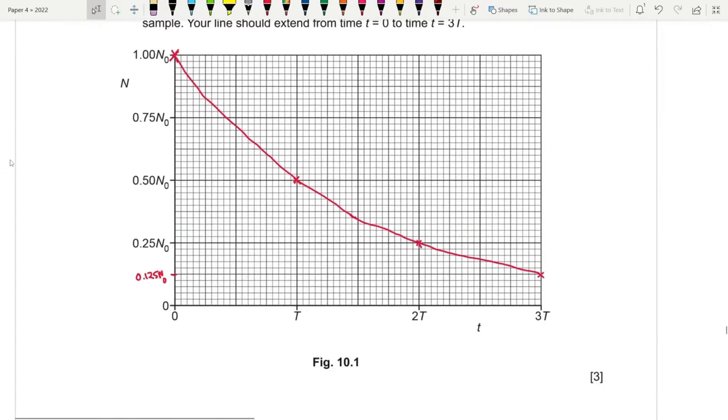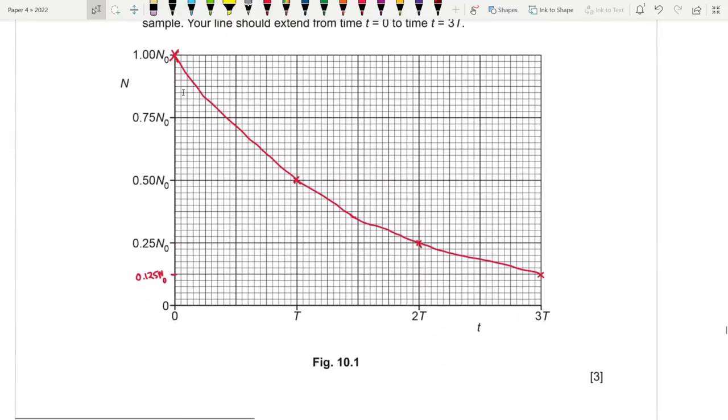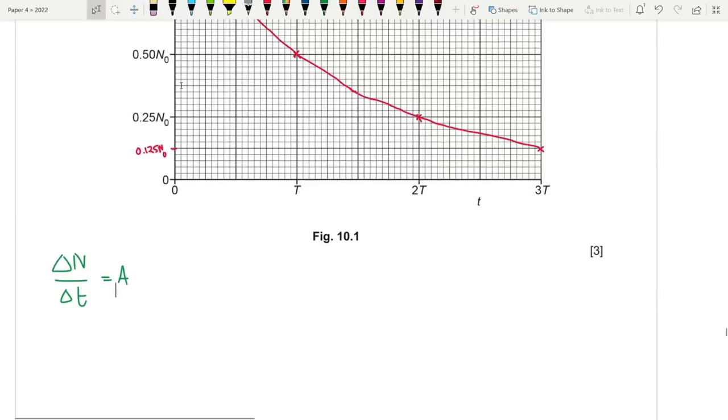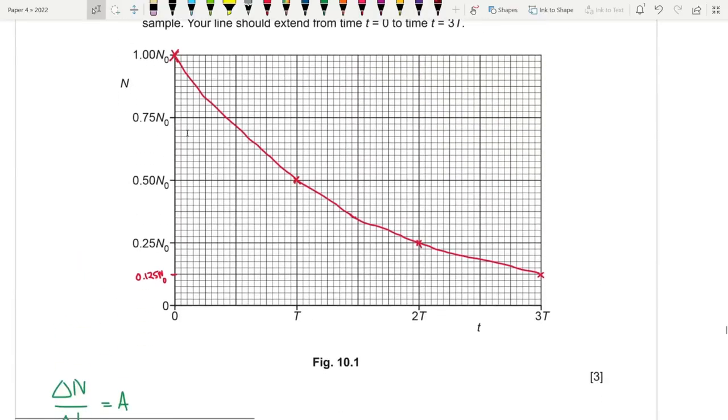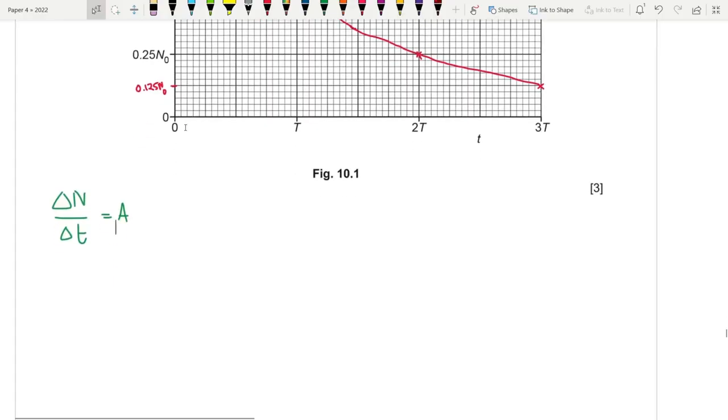Okay, so the gradient is basically the rate of change of N with respect to T. So the rate of change of N is actually the activity. You guys need to remember that. Del N by del T is the activity. So the gradient of this graph refers to the activity, right?